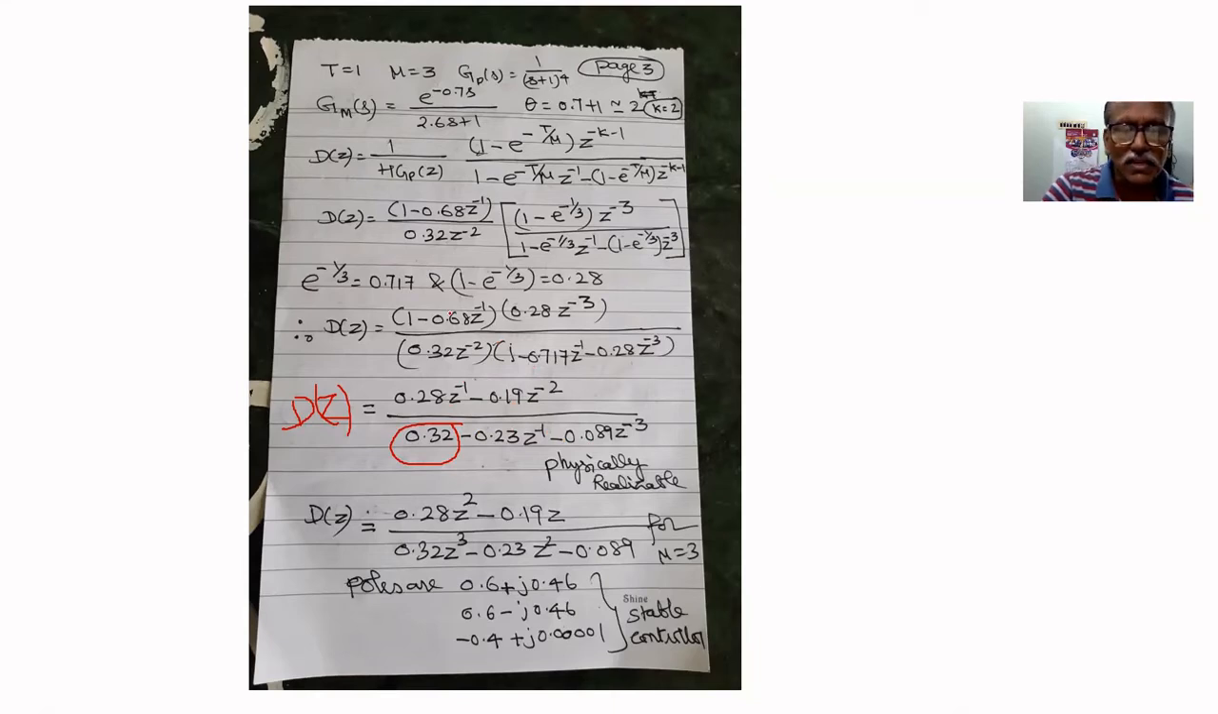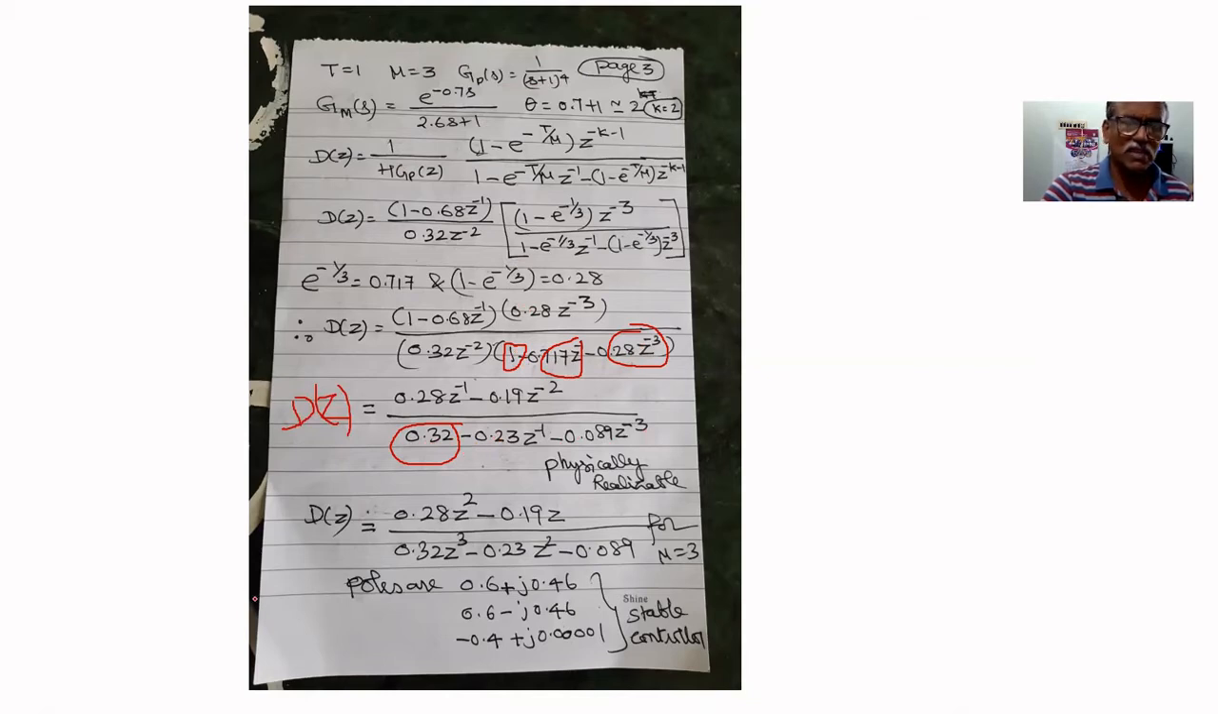Here, what is the highest degree? Here you got z power minus 3. Here you got z power minus 2. So multiply the numerator and denominator by z power plus 2. Here the first term is z power minus 2, next term is z power minus 3, z power minus 5 you got. So to get a constant term, multiply the numerator and denominator by z power 2. So you will get this type of expression. Now this can be checked for physically realizable.